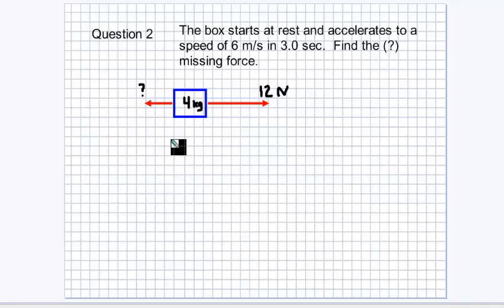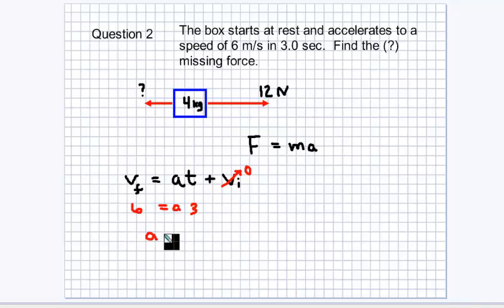Okay. So the first thing you need to do is figure out the acceleration. Since we're ultimately going to be using F net equals ma to solve this, you'll want to first see if we can get a value for the acceleration. So using one of your equations of motion, probably v final equals at plus v initial. If we use this equation, we can solve for the acceleration. Our initial velocity was 0, because it said it started at rest. Our final velocity was 6. Our time was 3. And so you can see our acceleration is going to come out as 2 meters per second squared. And that's the value that you would use in F net equals ma.